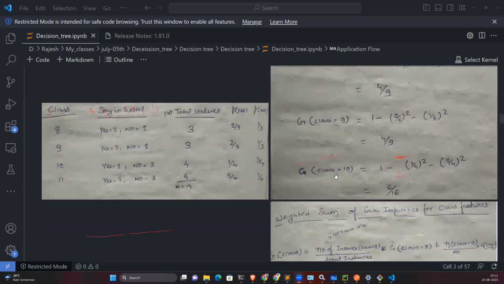Similarly, we can calculate for class 10 as well. In class 10, I think 4 students are there: 1, 2, 3, 4. Yes, 4 students. Out of 4, 1 is staying in hostel, 3 are not staying in hostel. We can calculate the Gini index for class 10, and the answer comes to 6 by 16.